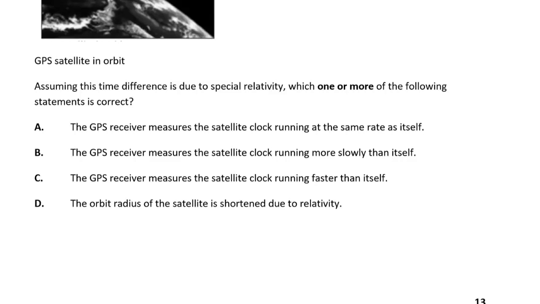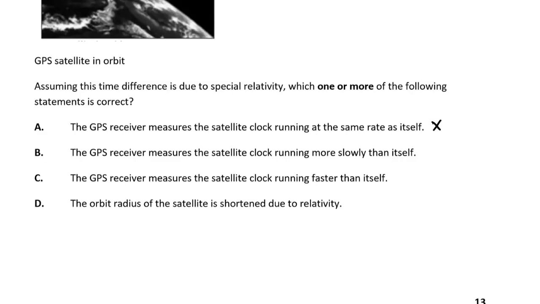Now, just so you know, in previous exams, this one's from 2007, it was possible to have multiple choice questions with one or more answers. In our current study design, not possible, but I still think it's worthy looking at here to really make sure we're stretching our brain. Okay, so it says, first option, the GPS receiver measures the satellite clock running as the same rate as itself. Well, that's not true.